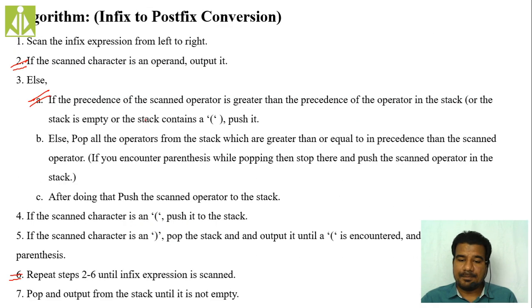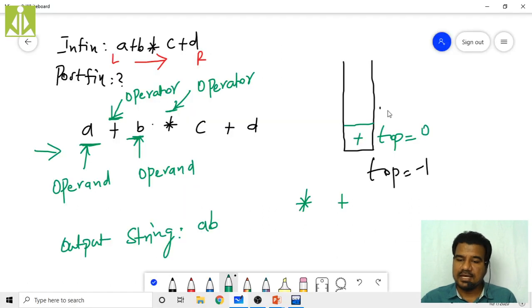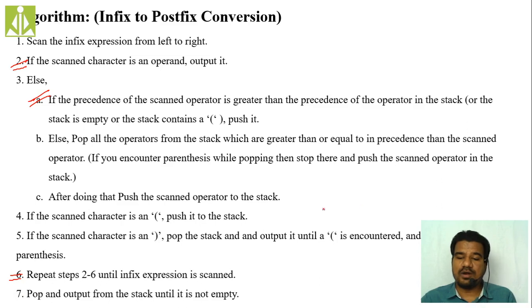So is the scanned operator precedence greater than the operator in the stack? The multiplication operator will have higher precedence than the addition operator, as we know from the precedence table. So if the scanned operator has higher precedence than the operator in the stack, what do we have to do? Simply push it.